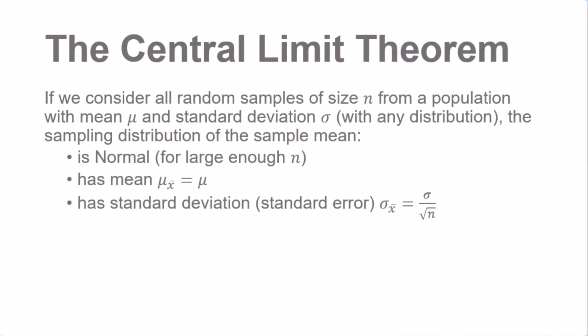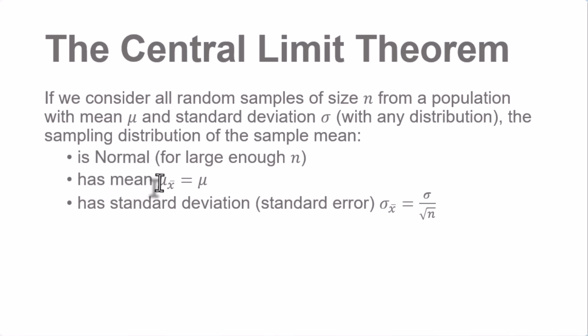So what the central limit theorem says is that if we consider all random samples of a particular size n from a population, and I can't actually generate all the possible samples with that computer program, unless your population is really small, you usually can't generate them all. But if we were able to look at all possible random samples from a population and look at the sampling distribution of all those sample means, what we'll find is that this distribution is normal, as long as our sample size is big enough.